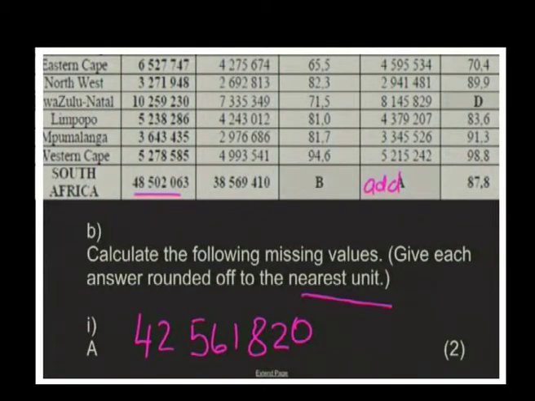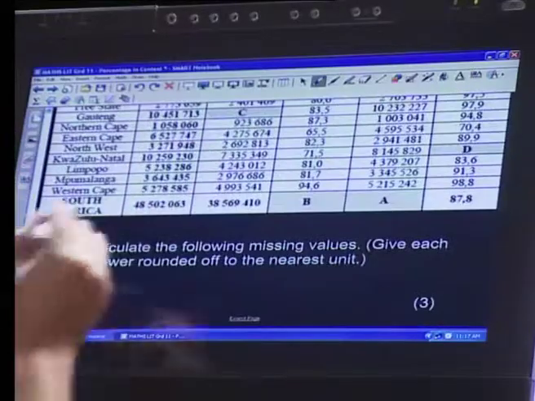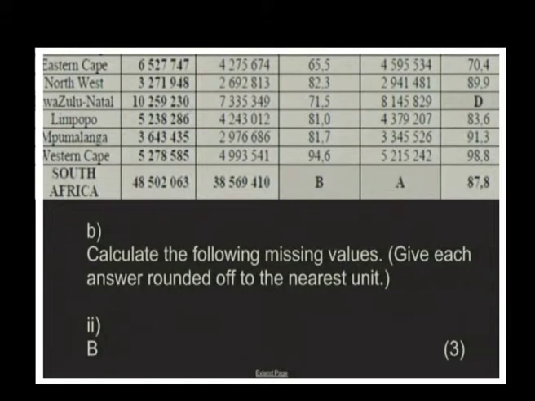Have I answered the question correctly? It says calculate the following missing values. Give each answer rounded off to the nearest unit. That is the nearest unit, so I have answered that question correctly. Let's see what the next question asks. Calculate the missing value for B.